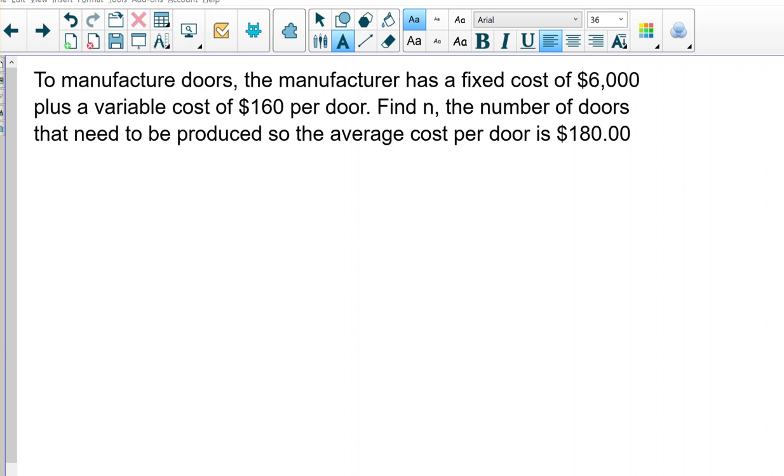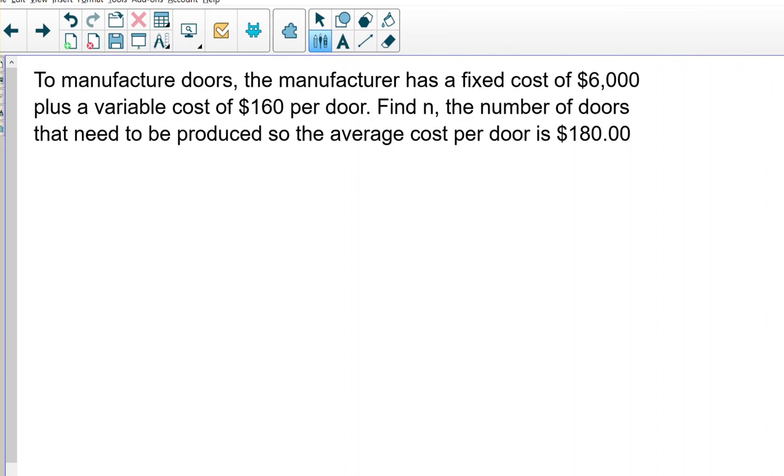To manufacture doors, the manufacturer has a fixed cost of $6,000 plus a variable cost of $160 per door. Find N, the number of doors that need to be produced, so the average cost per door is $180.